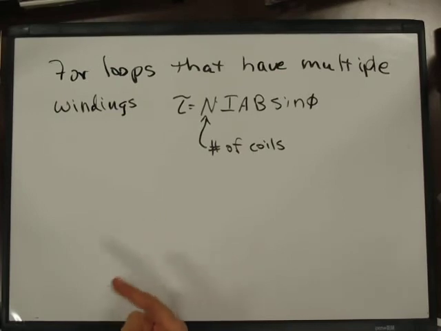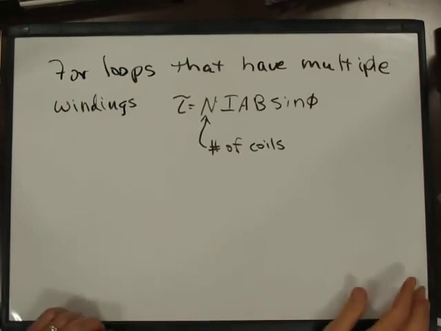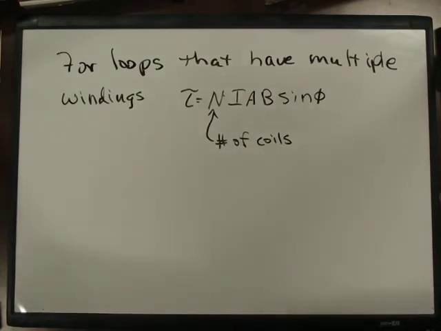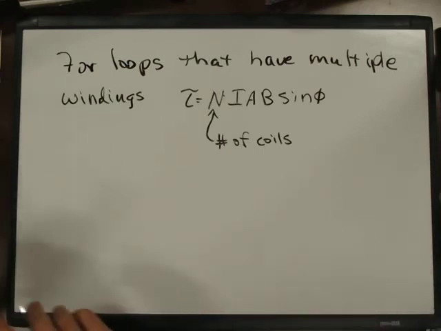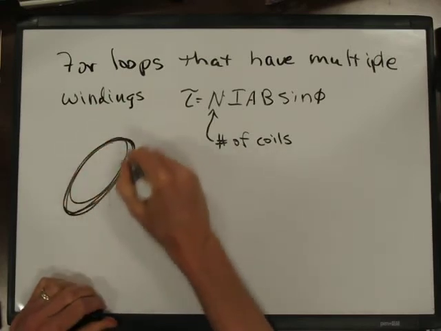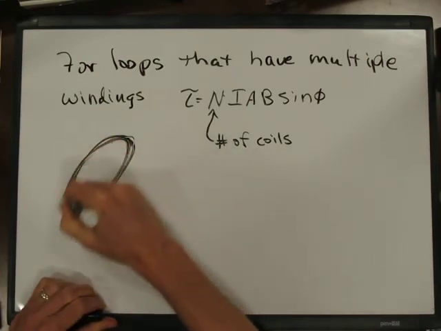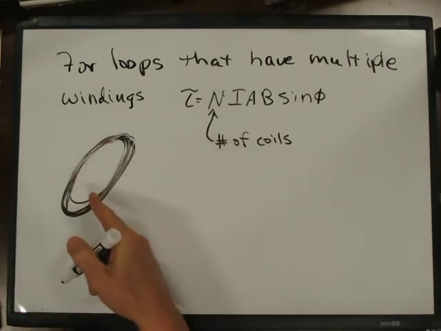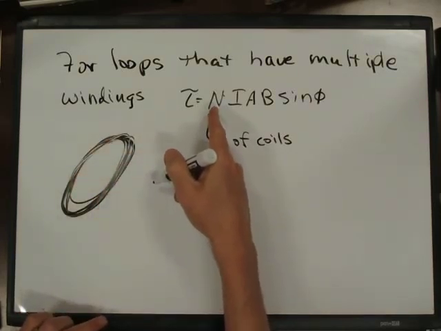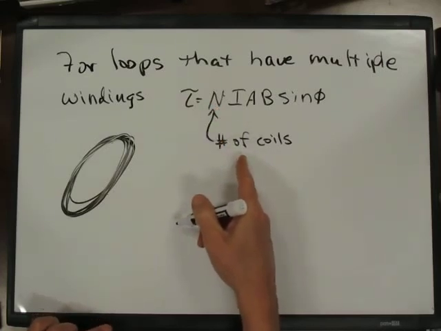So it turns out that most loops have multiple turns, and so a coil of wire won't just have one turn, it'll have many turns. And so if you have a coil that looks like this, which is what most electric motors look like, they have a coil that's got a zillion windings in it, and you want to know the torque on that one, you just multiply by n, where n is the number of coils.